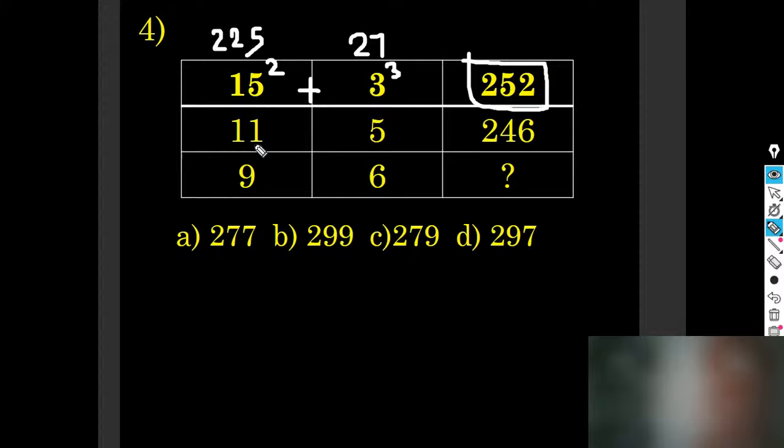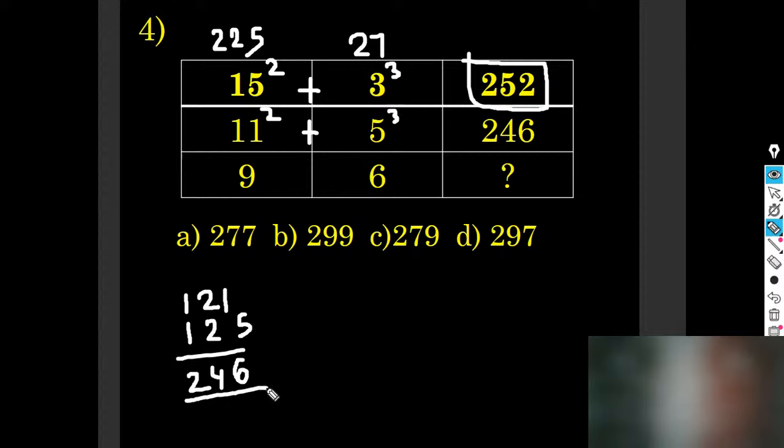Next, if we follow the same logic, we can add these two. 11 square plus 5 cube. Let us check whether the logic follows or not. 11 square is 121. Next, 5 cube is 125. If we add those two, we will be getting 246. So it satisfies the logic. First number square plus second number cube gives us the third number. Here also it is correct.